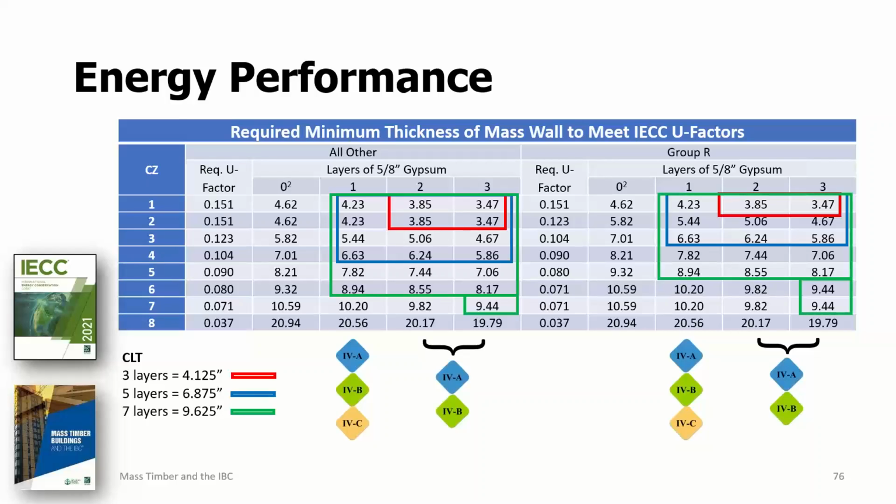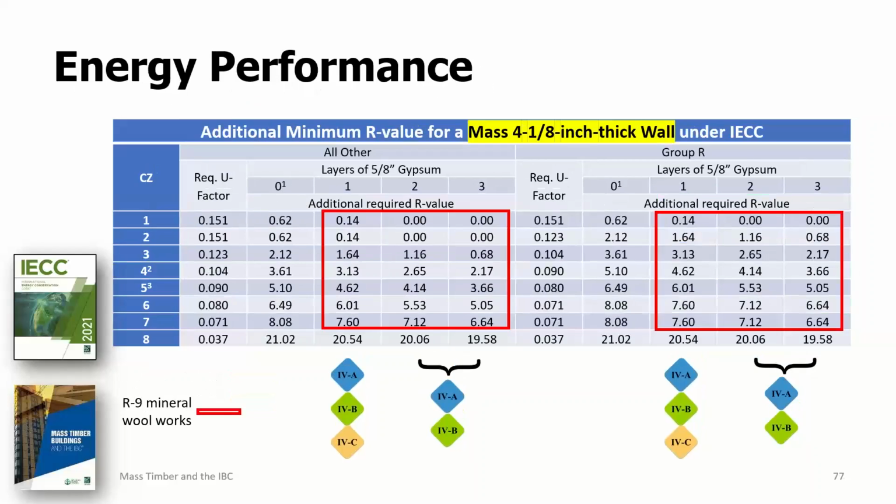So if there isn't any added insulation or anything else, you can see that in certain areas, if you're considered a mass wall, then the 3-layer will be perfectly fine for you. That's where those red ones are circling. But you see, if you go up to 7 layers, then a lot of the climate zones can be met with that. Next slide.